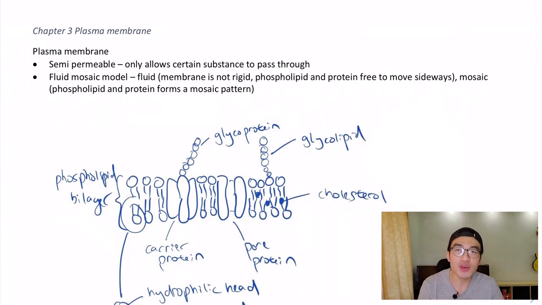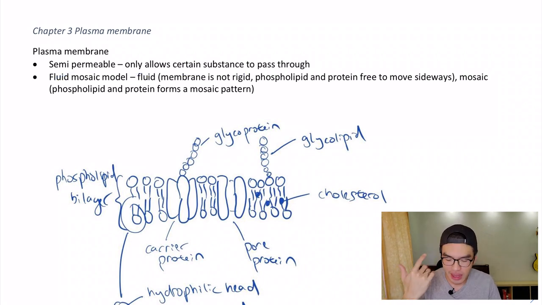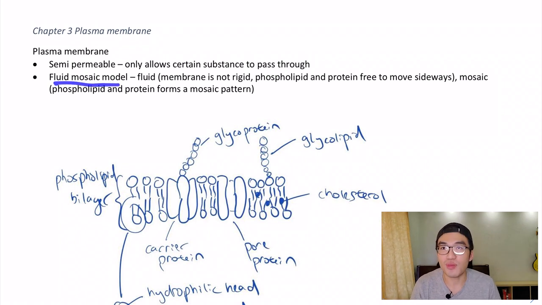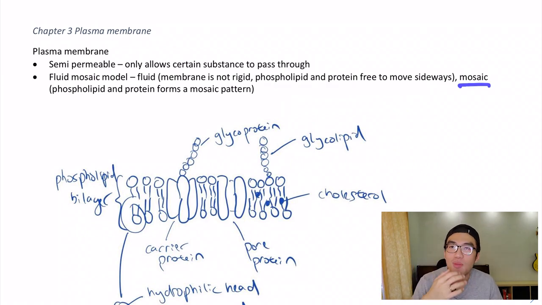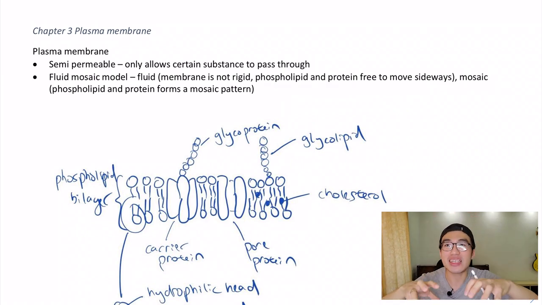There are two keywords I want you to memorize here. Number one being semi-permeable. Semi-permeable means they only allow certain substance to pass through. Next, that would be your fluid mosaic model. Fluid means the membrane is not rigid, means they are not stiff. They are made of phospholipid and protein, and they are free to move sideways. Mosaic means if you look at the top, it is like tiles.